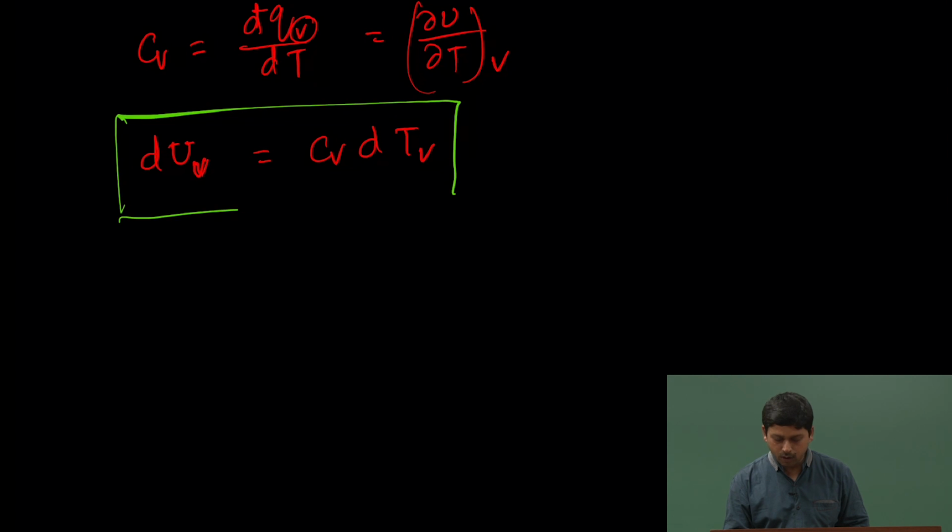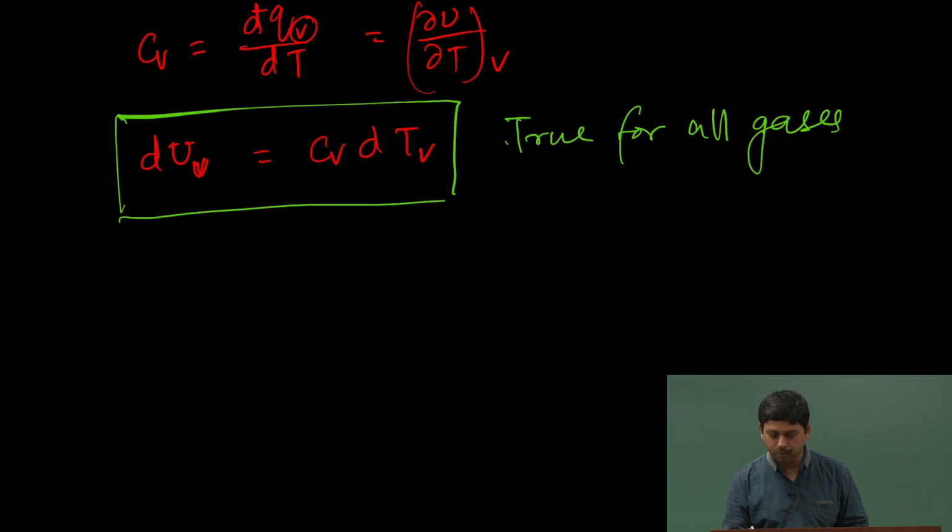and this is true for all gases, not just ideal gas, it is true for all gases, and it is a very interesting, important result, which means that if we know the specific heat of the system, we will be able to know the change in the internal energy if the process is done at a constant volume.